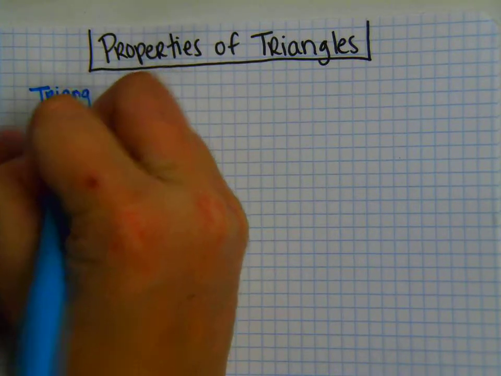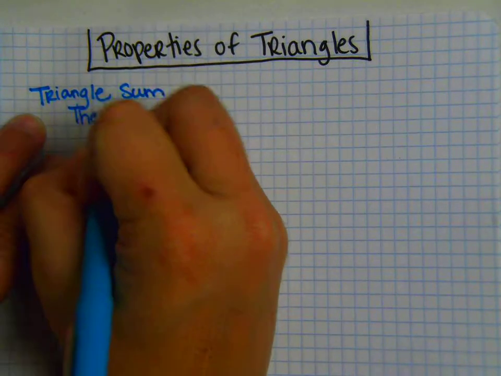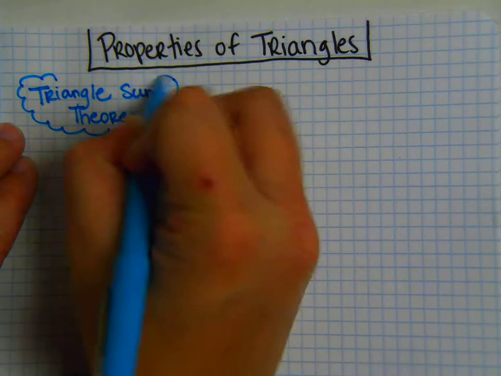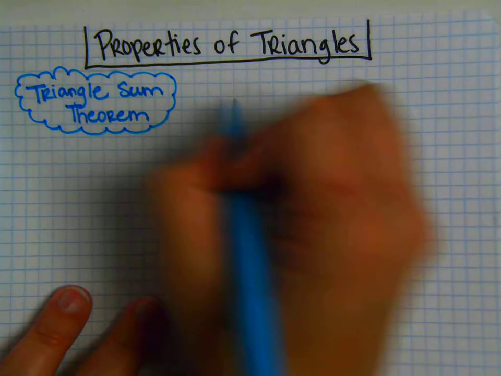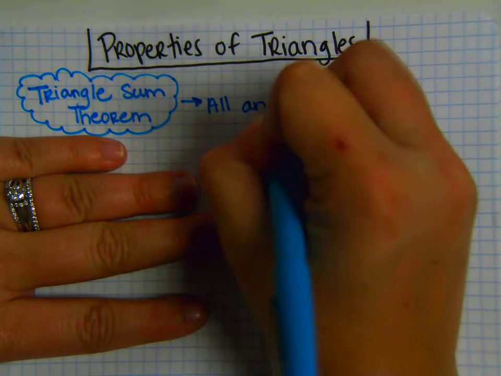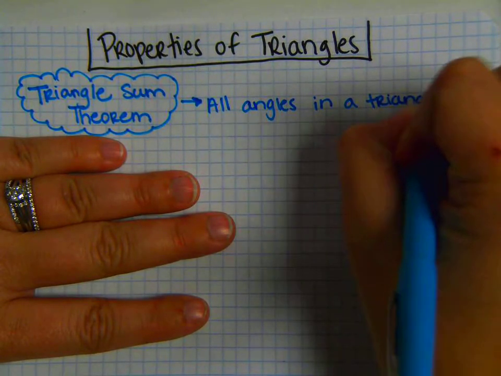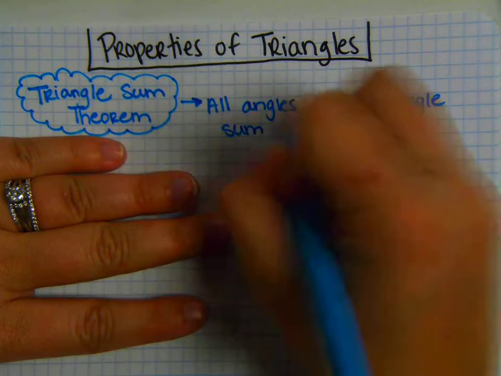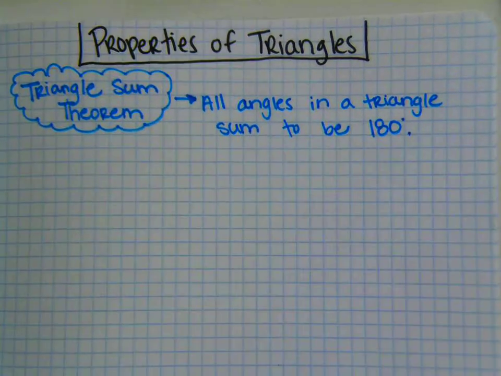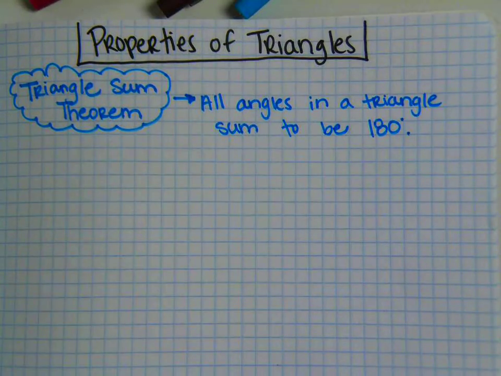So, triangle sum theorem. Again, you already know this, but the triangle sum theorem says that all angles in a triangle sum to be 180 degrees. Like I said, we already know that. We've worked with it a lot this year, but just to have it written down with our other triangle properties.